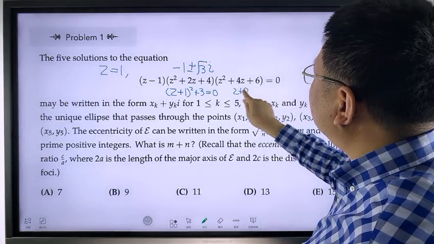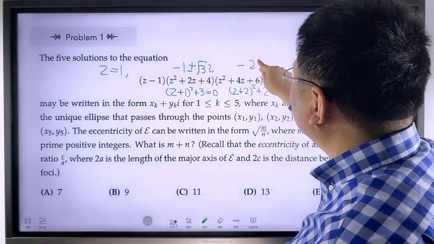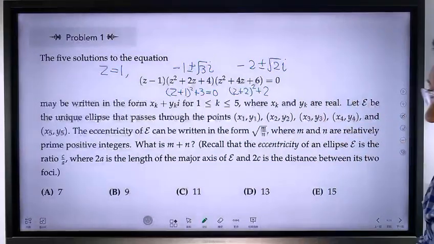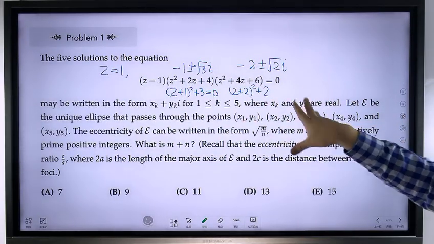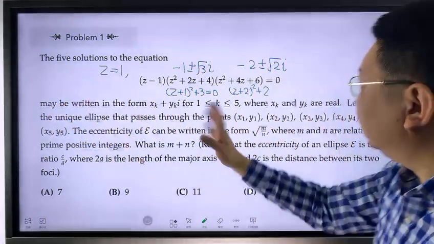So (z plus 2) squared plus 2, so that is negative 2 plus or minus square root of 2 i. Okay, so these are the 5 points. After you get this, you don't really need to read this line and that line. You can just forget it.